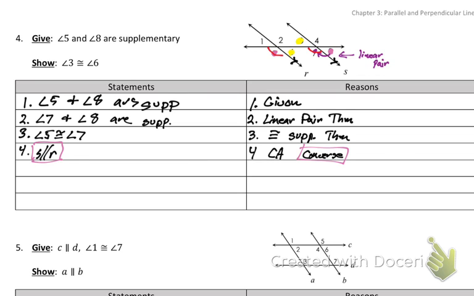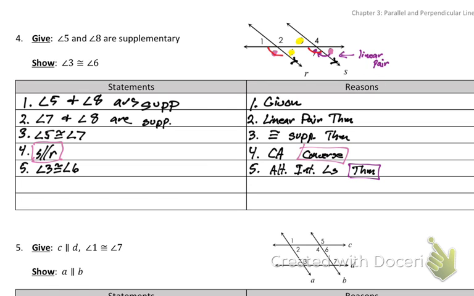And now we can say angle 3 is congruent to angle 6. Why? Alternate interior angles. Would this be the converse or would this be the theorem? It would be the theorem because you are using the fact that they're parallel. So this would be the theorem.